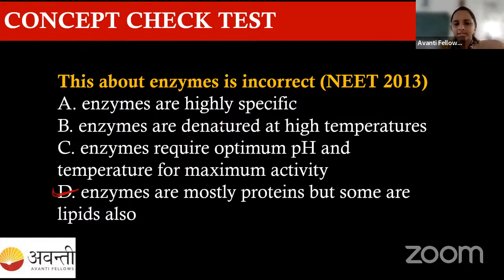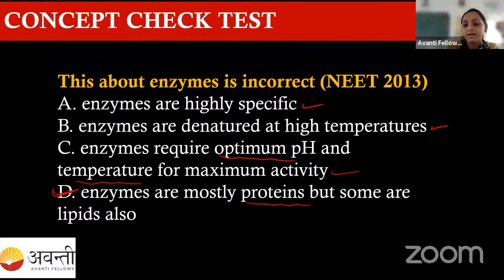So we will study the other options. Enzymes are highly specific. Yes, enzymes are highly specific. Enzymes are denatured at high temperature. Yes, they are proteins, and they are denatured at high temperatures. Enzymes require optimum pH and temperature for maximum activity. Yes, they require optimum pH and optimum temperature for their maximal activity. Then the wrong option is they are mostly proteins, but they are lipids. They are not lipids, so that's why this option is wrong. They asked you for the incorrect option, so that is the correct answer.